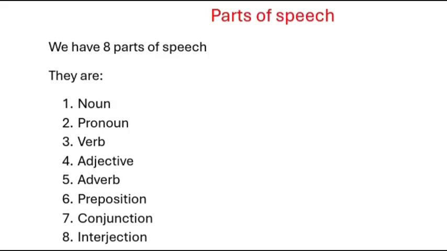Are you learning English and feeling confused about grammar? Don't worry. In this video series, we will learn English grammar step by step in a simple way. Today, we are starting with parts of speech, which is the foundation of English grammar. Every word we use belongs to a particular group, and these groups are called parts of speech. There are 8 parts of speech: noun, pronoun, verb, adjective, adverb, preposition, conjunction, and interjection.